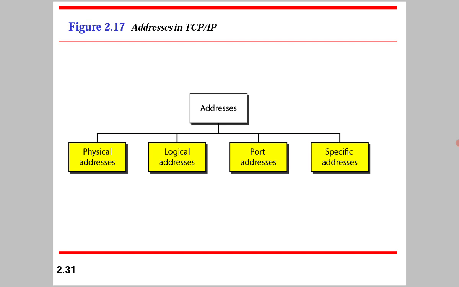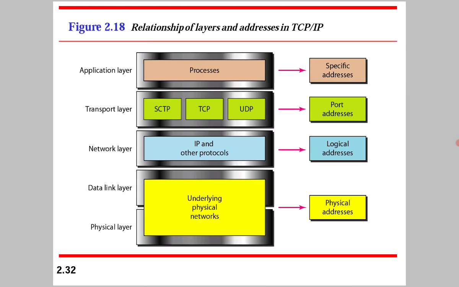So addresses in TCP/IP. Generally addresses in the TCP/IP protocol or layer are divided into physical address, logical address, port addresses, and specific addresses. So this is the relationship of layers and addresses in TCP/IP.